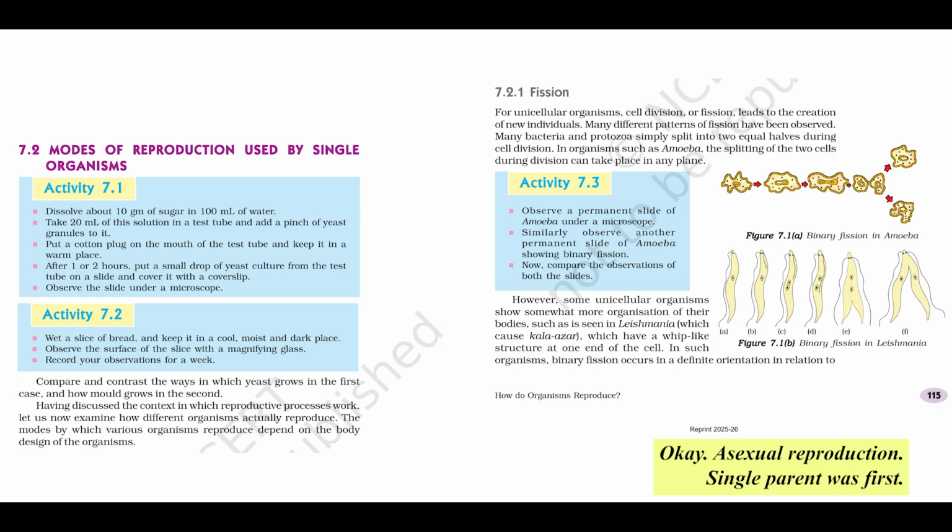Okay, asexual reproduction. Single parent was first. Our first mode is fission. For unicellular organisms, simple cell division itself directly leads to the creation of new individuals. It's very straightforward, very efficient. We observe many different patterns of fission. Many bacteria and protozoa, for instance, simply split into two equal halves during cell division.